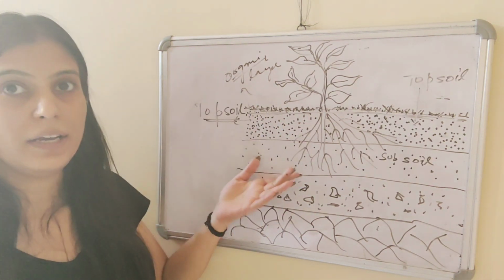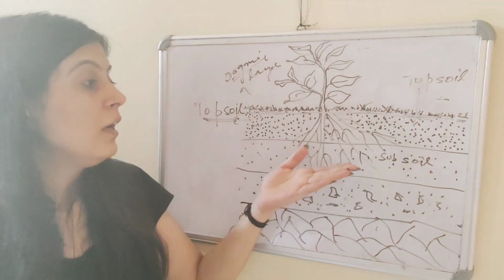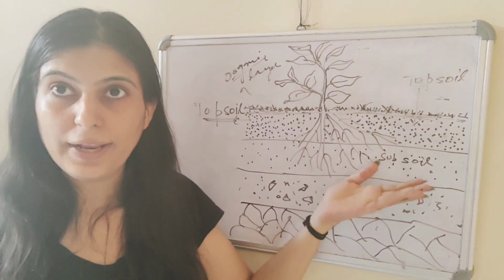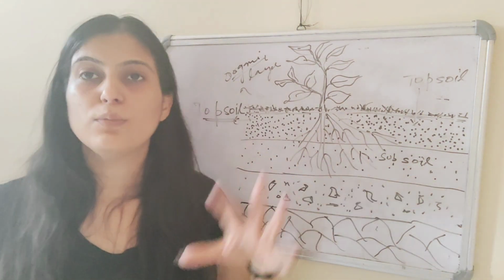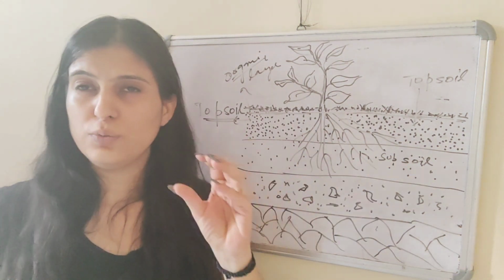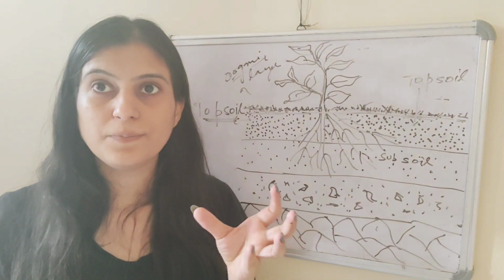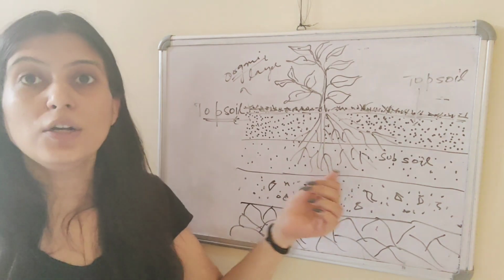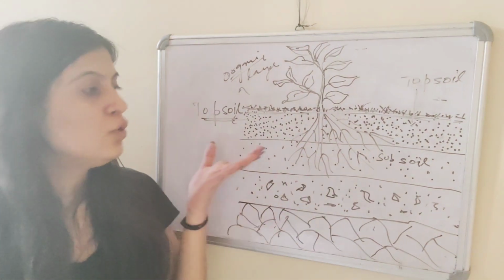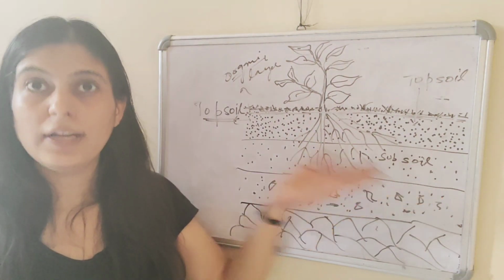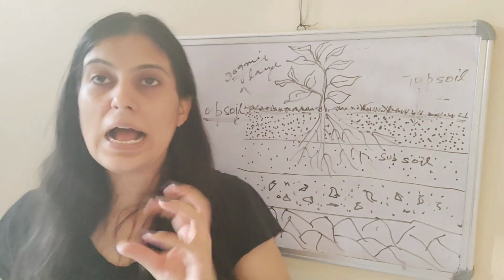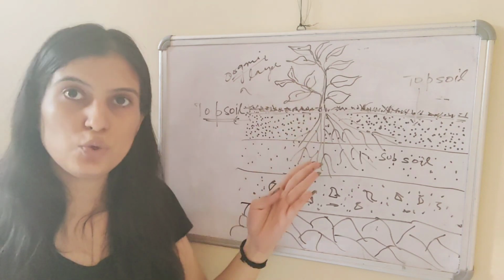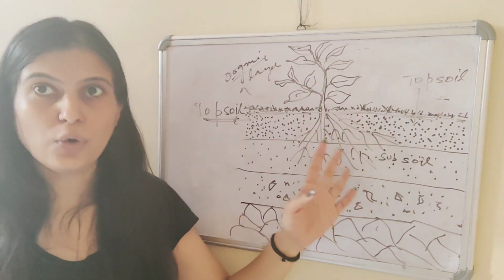Now, the second one is subsoil. The layer below the topsoil is called subsoil. Subsoil contains mostly minerals and a very small part of humus, and only the deepest plant roots reach the subsoil. So subsoil is the second layer and it contains only minerals and a little bit of humus. Only the deepest roots reach the subsoil.